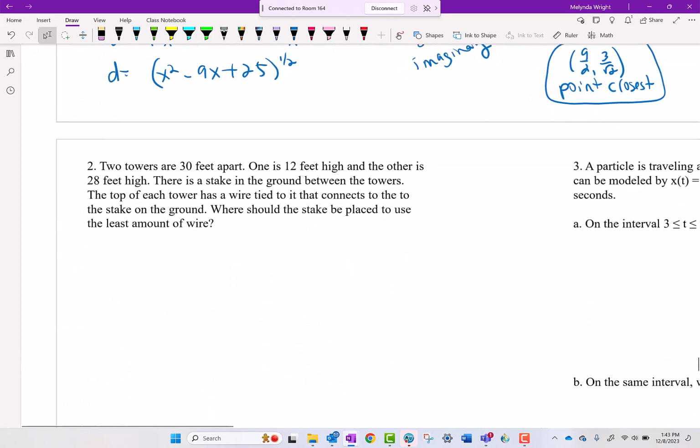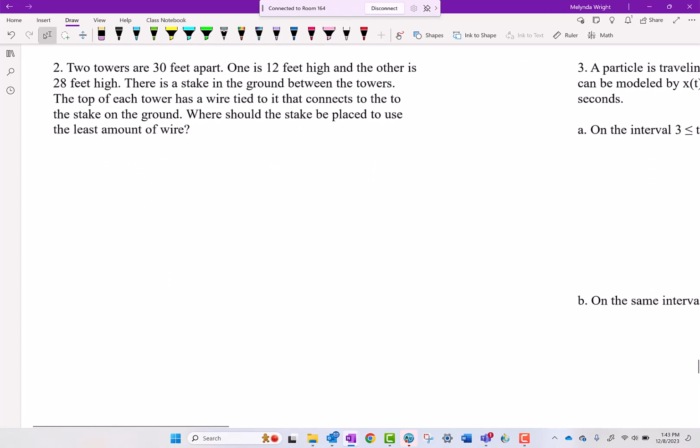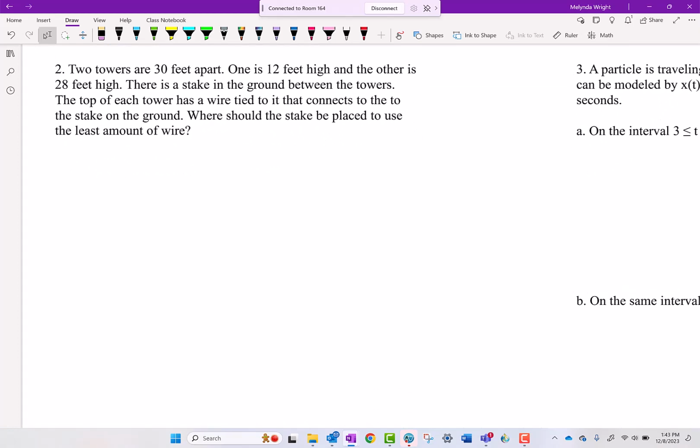Okay, here we go. So number 2, again, we set this one up last time, if you recall. We have our 2 towers 30 feet apart. We drew this little diagram. We've got our 2 towers. Remember, somewhere in between them, there's a stake in the ground.